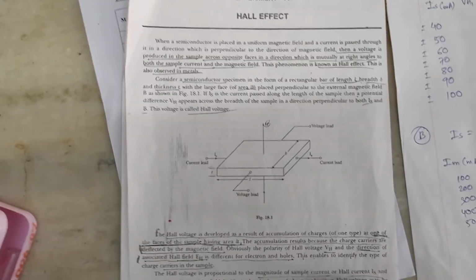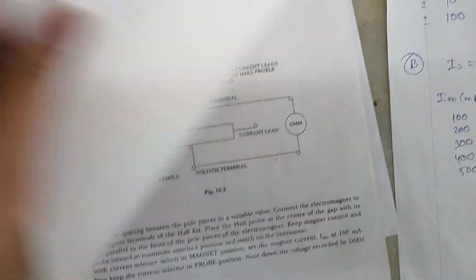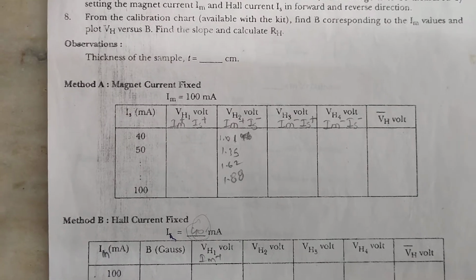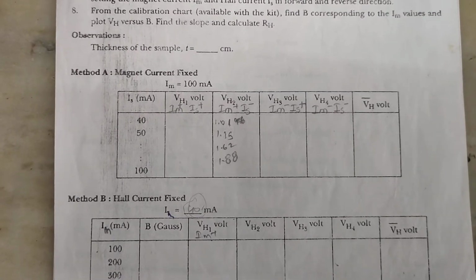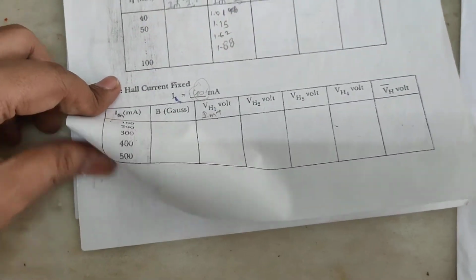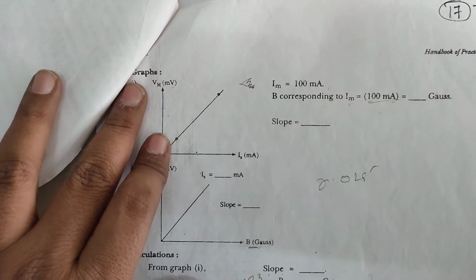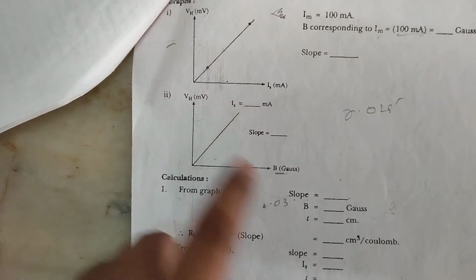So let's just see here. This is your theory part. Then you have to find the mean. This is your current value. I will directly jump to this. Here the thickness of the sample is already given, 0.014 centimeter. That will remain constant, and here the IS value will change, and depending upon that we will get all the values. Then we have to plot a graph of VH versus IS, and for the second I will plot VH versus B.